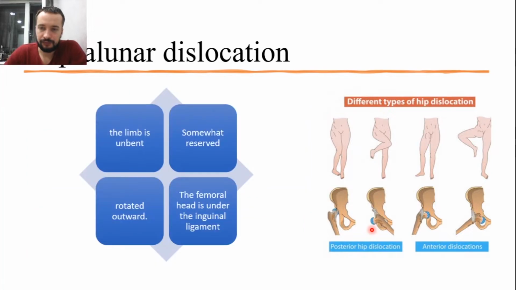Okay, the next one is a supralunar dislocation. The limb is unbent, somewhat abducted, and rotated outwards. There you see it. During palpation, the femoral head is determined under the inguinal ligament.